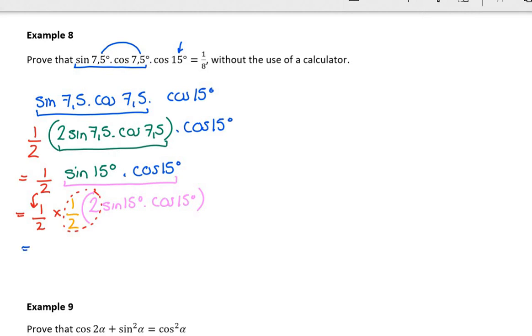And so finally this becomes a half times a half, which I probably should have simplified to a quarter, and this becomes sine of 30. Now sine of 30 is a half. So you basically get a half times a half times a half, which is an eighth. Now again, you'll notice that this is so similar to the previous examples. They all kind of center around the same ideas.